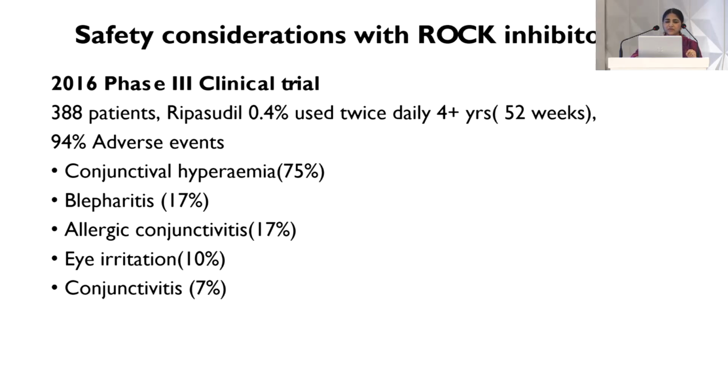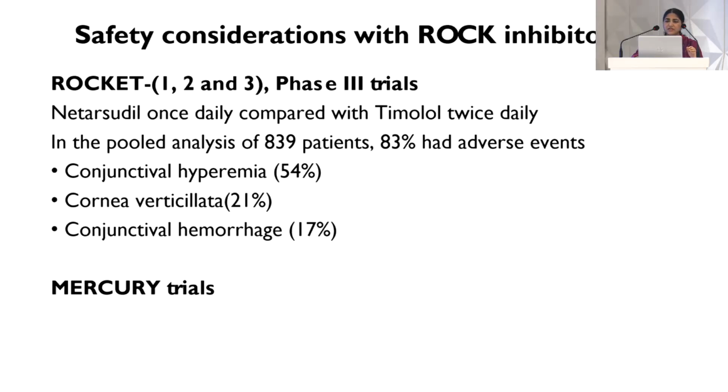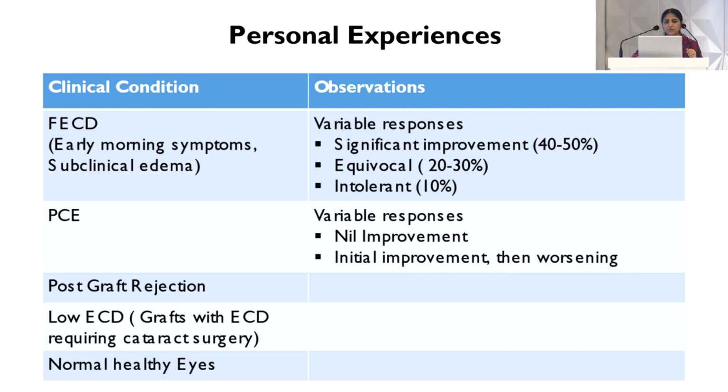94% had adverse events, the majority of which ranged from conjunctival hyperemia in most, to blepharitis, allergic conjunctivitis, and eye irritation. Safety considerations for netarsudil have come from the Rocket 1, 2, 3 phase 3 clinical trials, again from glaucoma studies, and the Mercury trials. Netarsudil was used once daily and compared with timolol; again the same spectrum of side effects was seen: conjunctival hyperemia, cornea verticillata, and conjunctival hemorrhage. So overall, not very severe symptoms, but conjunctival hyperemia remains a major side effect of Rhokinase inhibitors.